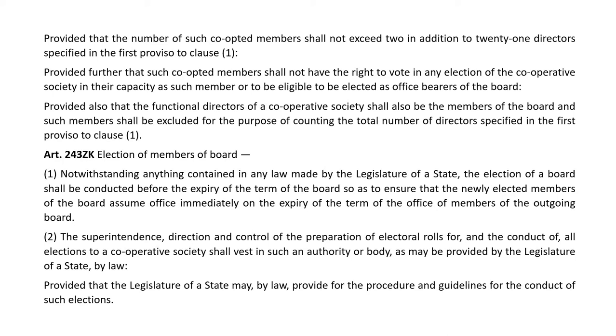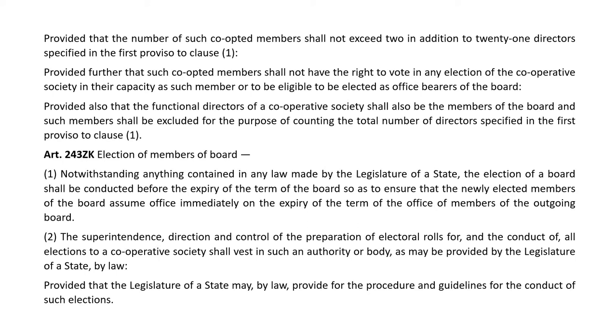Article 243 ZK. Election of members of board. Notwithstanding anything contained in any law made by the legislature of a state, the election of a board shall be conducted before the expiry of the term of the board, so as to ensure that the newly elected members of the board assume office immediately on the expiry of the term of office of members of the outgoing board.